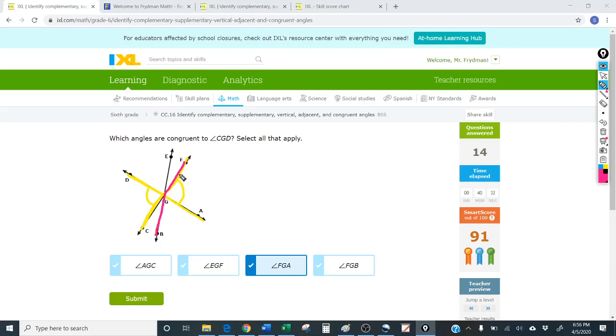But I also know that this angle here is clearly bigger than this angle. So if this angle equals this angle, but this angle is bigger than this angle, then this angle must also be bigger than this angle. So they are definitely not congruent. They're not equal to each other. So the only correct answer choice here is FGA.